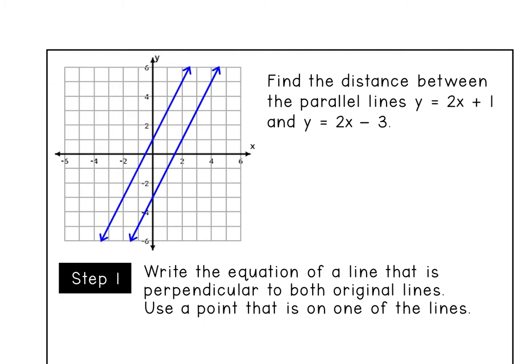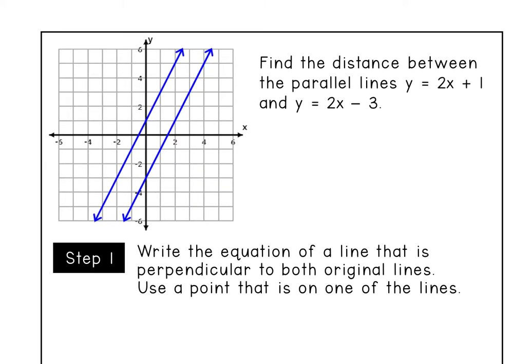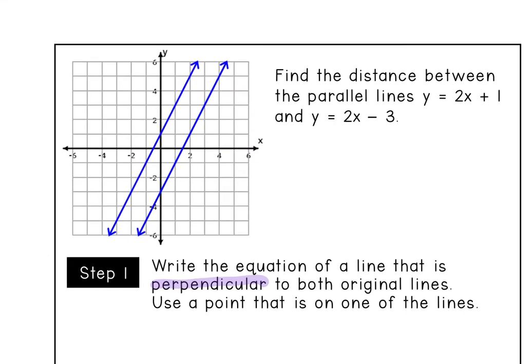So step 1 says that you're going to write the equation of a line that is perpendicular to both of the original lines, and use a point that is on one of the lines. So I have two lines there. Let's say I were to pick, I think the y-intercept would probably be the easiest. So if I were to pick that point there, let me use a pen. That point is on one of the lines, so that's good. And I'm going to label it, so that is actually (0, 1).